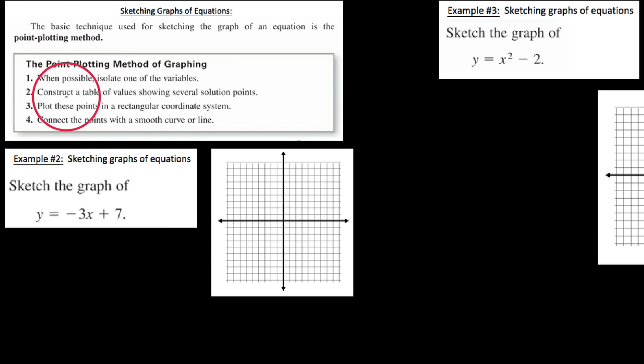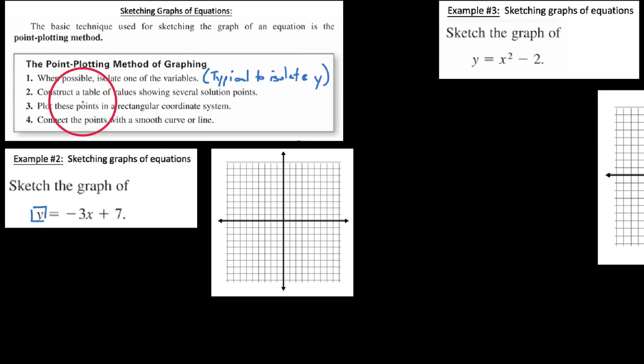So to break this down, we can look at the different aspects of this, but basically what it comes down to is we always typically want to isolate one of our variables here, and with two variable equations we tend to isolate the y variable. So it's typical to isolate y if we have an xy equation.